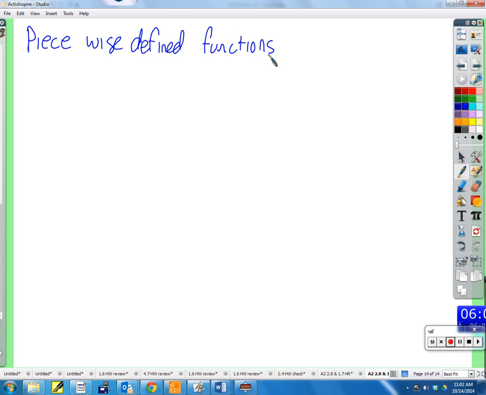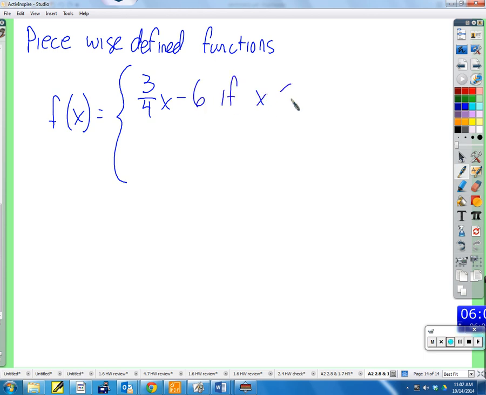How are we going to cut a function into pieces? We're going to cut its domain into pieces. That means its input, the x values, or whatever the input's called, and cut that into pieces. So here's what a piecewise defined function would look like. Standard default f of x function is equal to, put this little bracket there because it's going to collect stuff, kind of funnel it into f of x. So a piecewise defined function might look like 3/4 x minus 6 if x is less than or equal to negative 4.